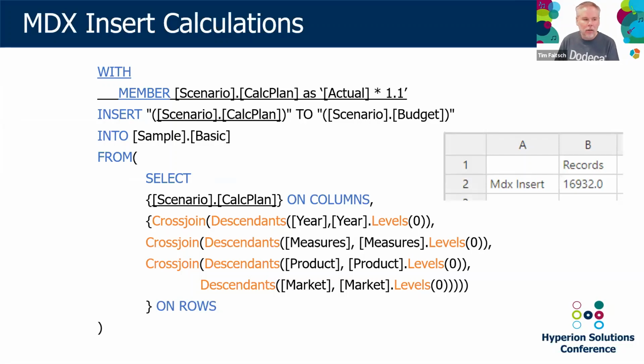So what happens when I actually run this? Now I get this MDX insert. I don't know if you guys can see that or not. It doesn't give me back data, but it tells me, hey, you did an MDX insert, and there were 16,932 rows in that, okay?